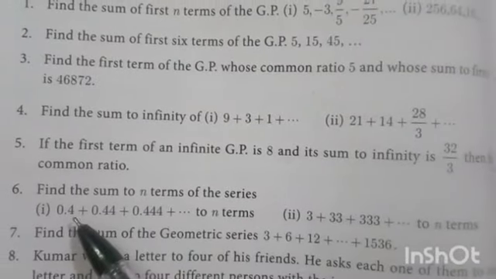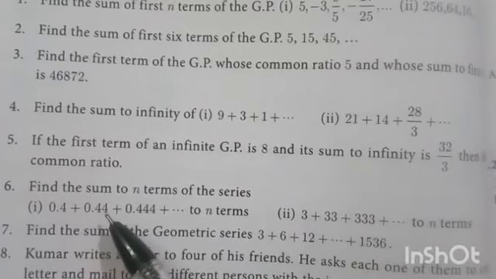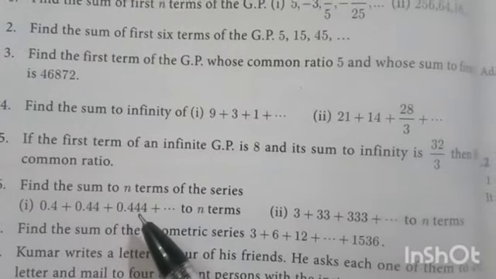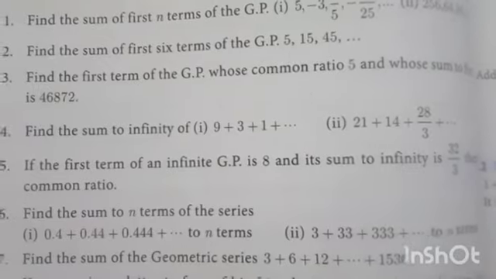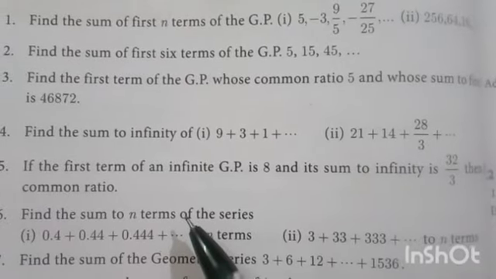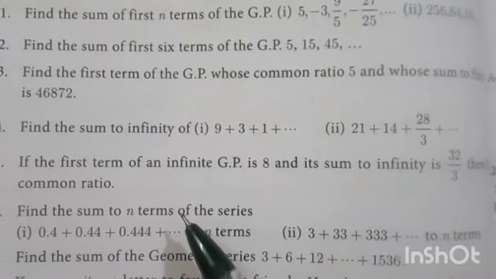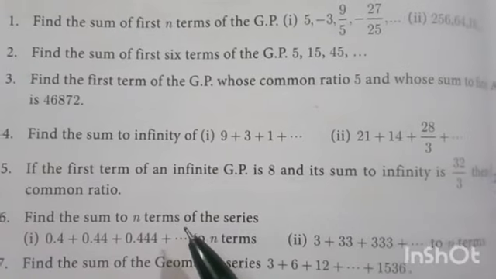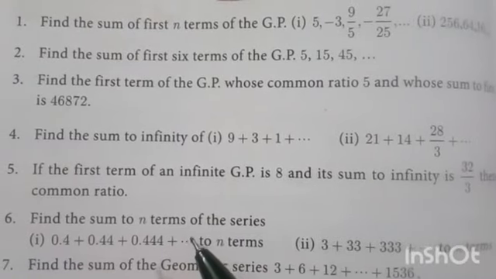So that is the first problem: 0.4 plus 0.44 plus 0.444 plus etc. to n terms. Second problem: 3 plus 33 plus 333 plus etc. to n terms. So we want to find the sum to n terms. We know the formula, for r greater than 1 or less than 1, we have the formula. So which is suitable, we have to substitute in the formula.